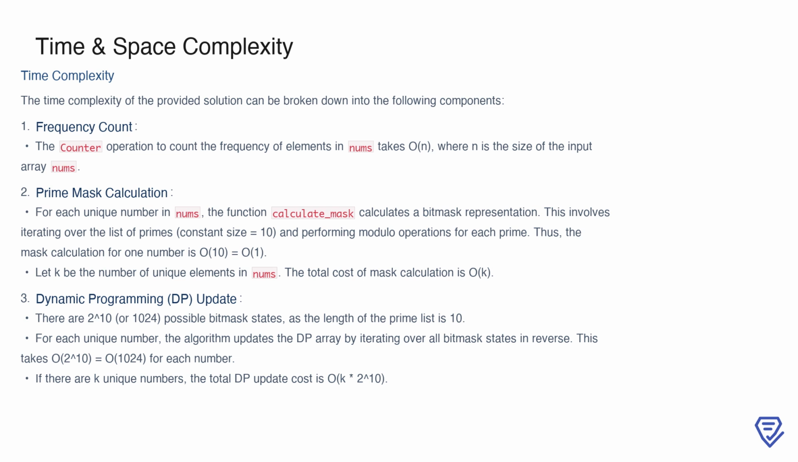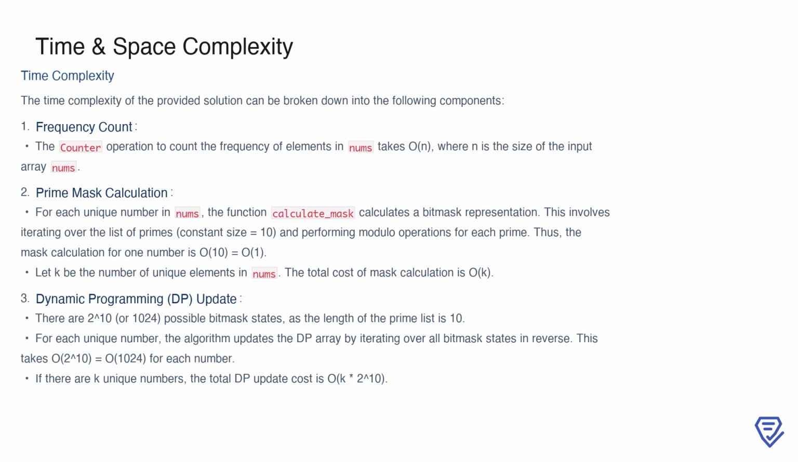Next, we calculate a prime mask for each unique number in nums. This process examines a constant list of primes, 10 in total, and performs modulo operations for each prime. Since the number of primes is fixed, calculating the mask for one number takes O(1). If there are k unique numbers in the array, the total cost for mask calculation becomes O(k). Finally, we have the dynamic programming update.